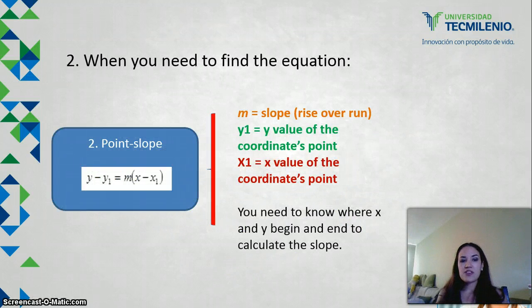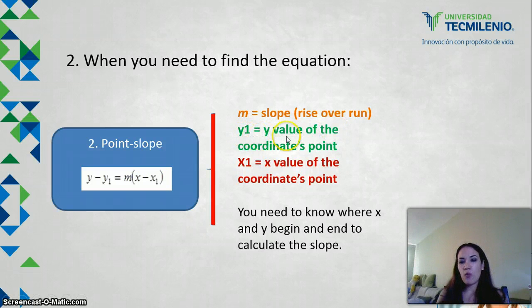The other form is called point slope, and this is because you have the slope and you have a point of reference, okay. Anyways, you need to know the x's and the y's, because you have to calculate the slope in order to be able to use this equation. So the form of the equation is y minus y1 equals m that multiplies x minus x1. The m is going to be the slope, which you know how to calculate.